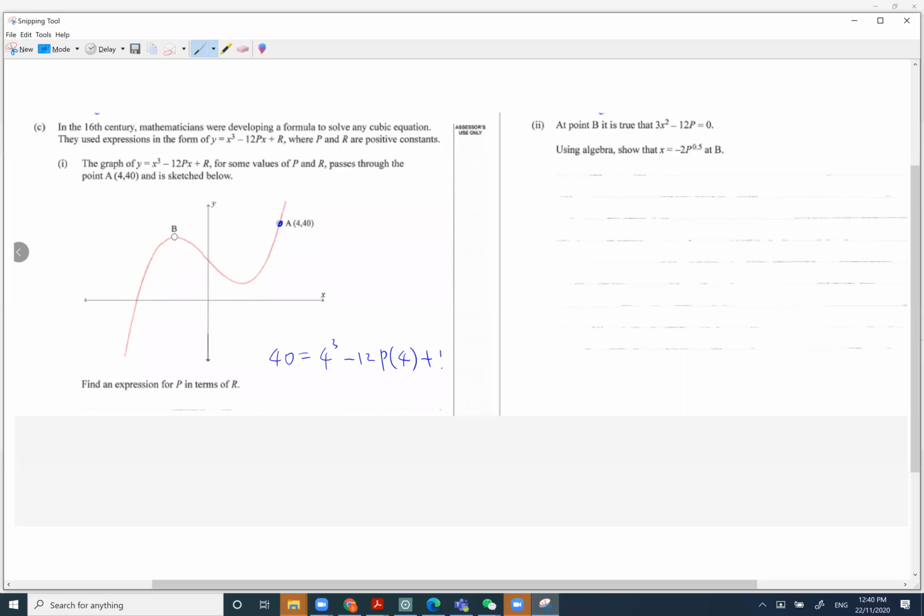So what do we have? 40 equals 64 plus 48p plus r. So we need p. 48p equals 24 plus r. P equals (24 plus r) over 48. That's the idea: find p in terms of r.